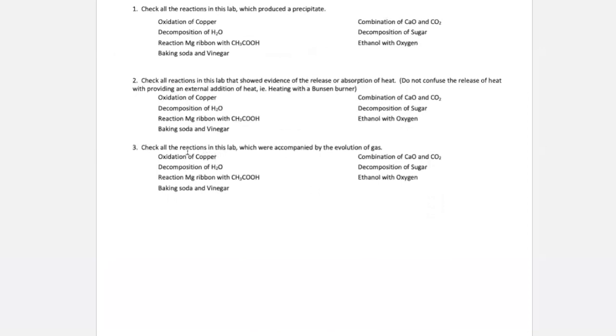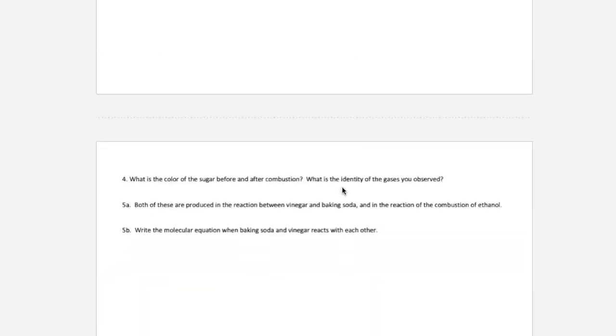Check all the reactions in this lab which are accompanied by gas evolution. So you've got to see smoke or gas that is produced. Even when you don't see gas, bubbles indicate that gas is being produced. So that's it. That's your lab.